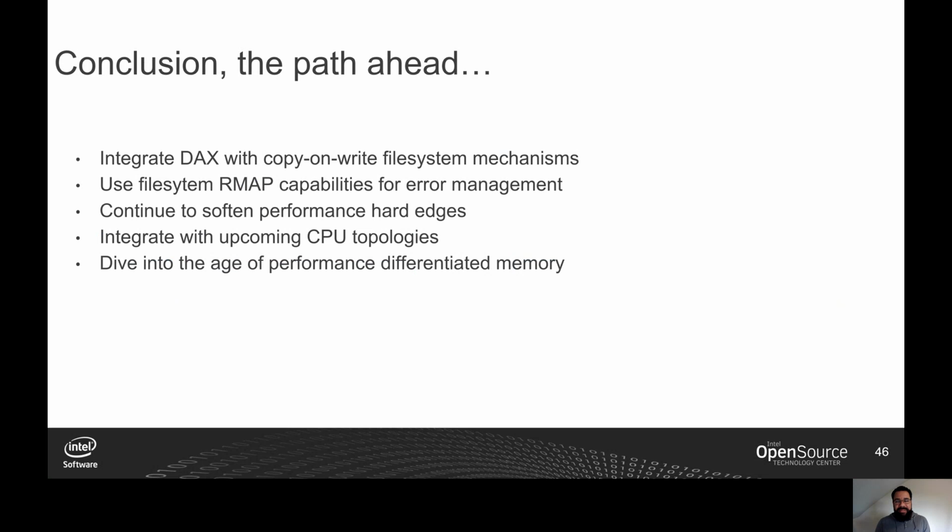So the path ahead, there's talk about a lot of things. We need to figure out a way to integrate DAX with some of these copy on write mechanisms. Reflink is one, but Btrfs would like to use some DAX facilities as well, and they need a copy on write solution as well. The new RMAP facilities in file systems allow us to do things we couldn't do when we first started this work, especially in the areas of error management and letting the file system give the user better information about where ECC errors have happened, or where data has been lost, and how to manage it.